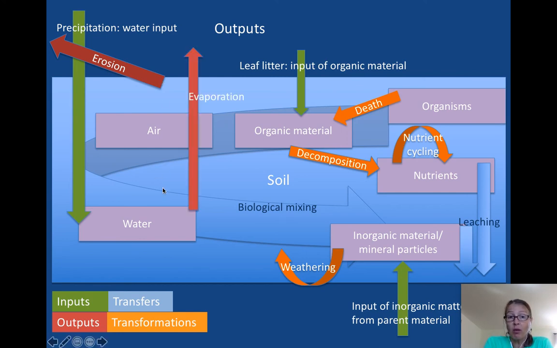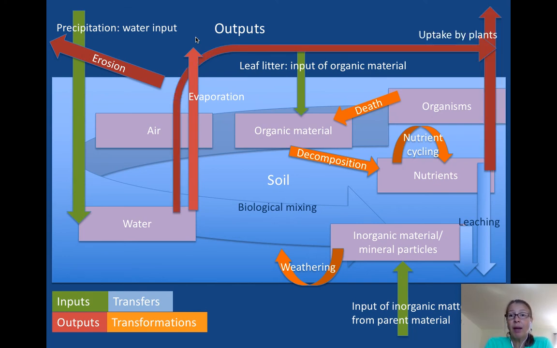Evaporation. So water will evaporate out into the atmosphere. And then, of course, plants will uptake water and nutrients and turn that into their living bodies, which then eventually will turn into leaf litter and can go back in. So there's a bit of a cycle there. But if you're farming and you take the plants away, then actually those outputs then don't get put back into the soil.